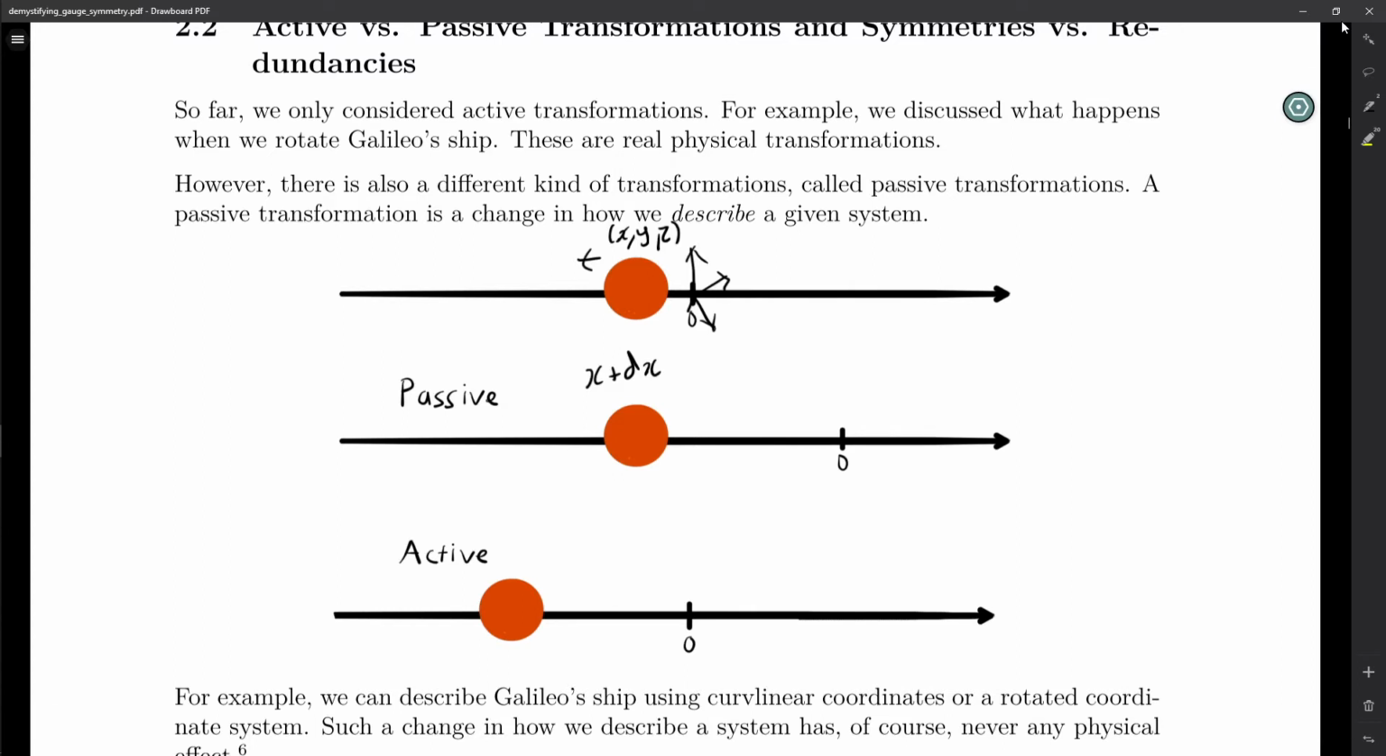Oops, sorry, I'm talking about things the other way around. This is an active transformation, when you're actually making a transformation to the object itself. A passive transformation, however, is a transformation of the coordinate system.